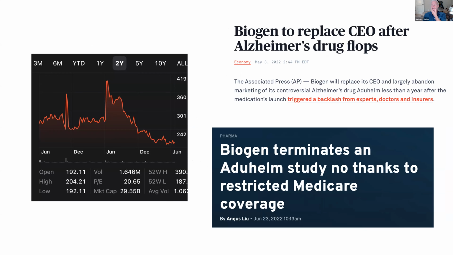It turned into a gigantic flop. Biogen stock went from 420 to currently in the 190s. The CEO, the chief medical officer, and the chief scientific officer at Biogen all had their heads chopped off, and Biogen terminated the study and terminated the distribution of aducanumab. I think in the end, only 100 Americans ever received it, and there are many side effects associated with it.